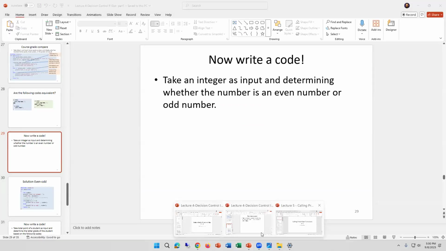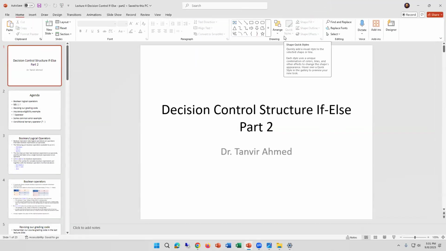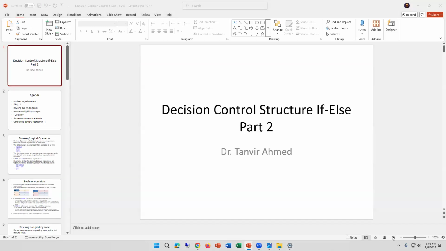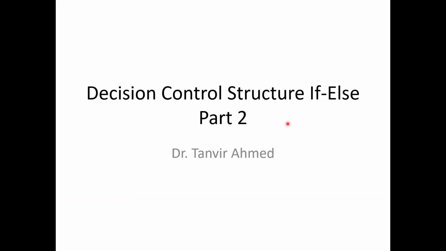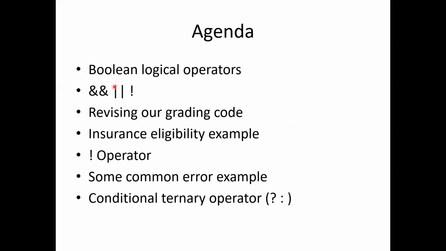Let's go to part 2. In the lab today, you have actually gone through some part of part 2, so it will be a bit of review at the beginning. So decision control structure, if-else part 2. What will we be learning in this? We'll be learning Boolean logical operators and, or, not. Then also revising our grading code, the code we have just seen. We'll update that code. Then we have some other examples, and also we'll be learning the conditional ternary operator. We'll also learn something called short circuit evaluation and so on. So let's start.